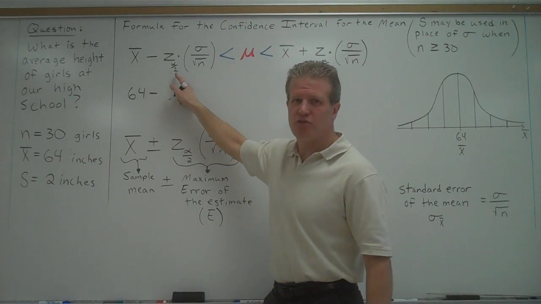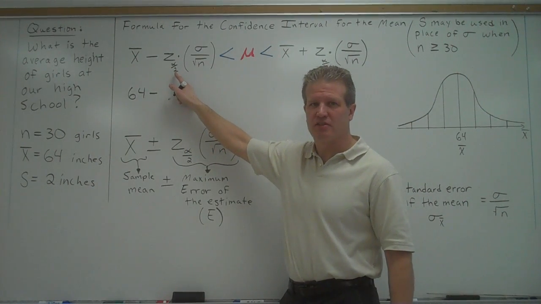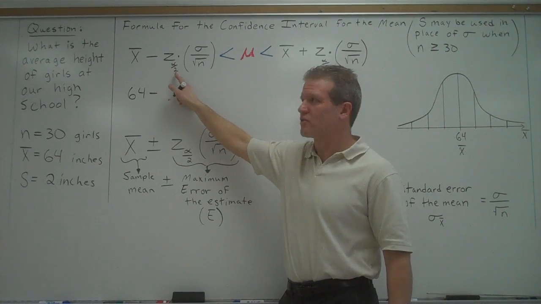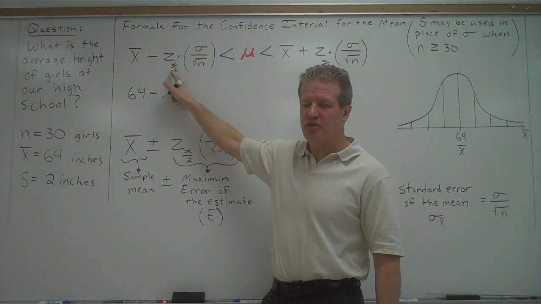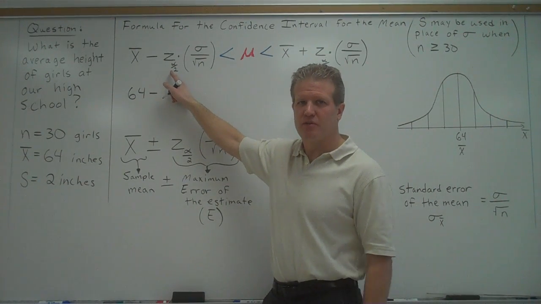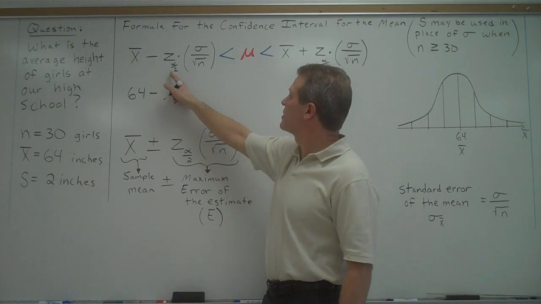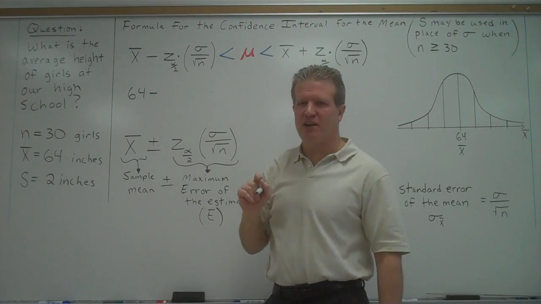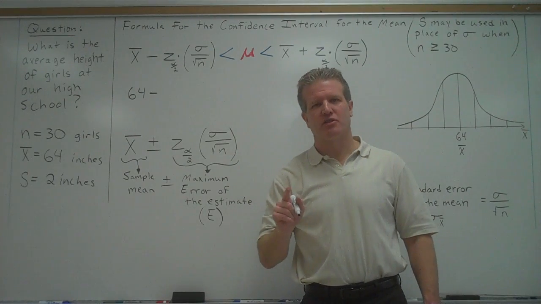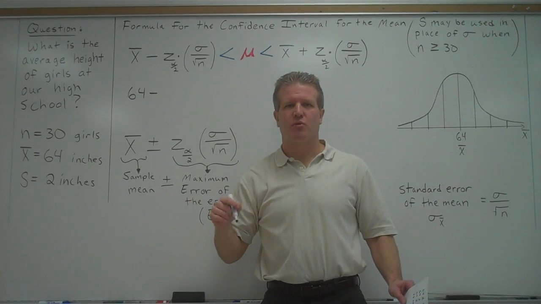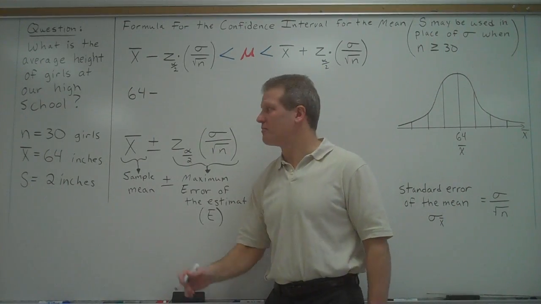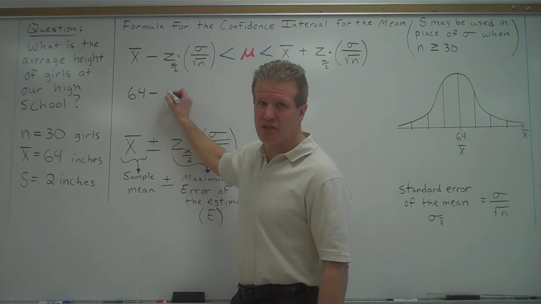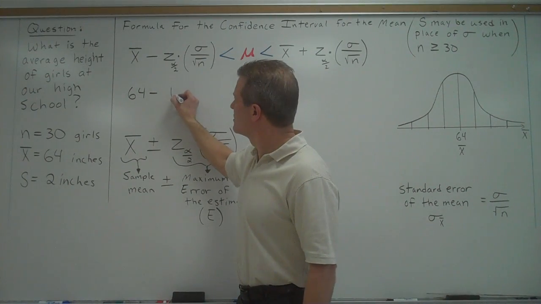Z sub alpha over 2. Remember that alpha is the area in the tails of a normal curve. Alpha divided by 2 is the area in just one tail. So this just means the z-score at those points. The z-score can be calculated by looking up on a table. For this instance, we're going to do a 95% confidence interval. For a 95% confidence interval, you want to go out 1.96 standard errors, and you can look that up in a z-chart or off a table. So our z-score for a 95% confidence interval will be 1.96.